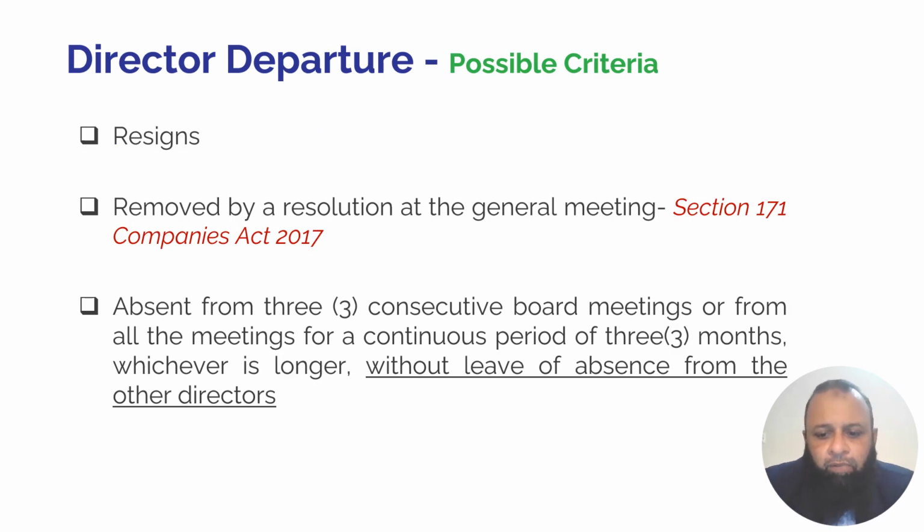How does a director depart? They can resign, or they can be removed by resolution at the general meeting by the shareholders. Because remember, shareholders are the ones that appoint a director, so they have the authority to remove a director. Or if they are absent from 3 consecutive board meetings or from all the meetings for a continuous period of 3 months, whichever is longer, without leave of absence. In that case, too, they are removed.